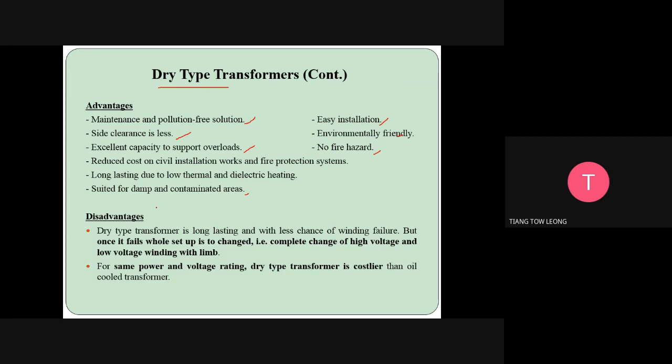Disadvantages: a dry type transformer is long-lasting with less chance of winding failure. But once it fails, the whole setup has to be changed. There is a complete change of the high voltage and low voltage winding with the limbs. For some power and voltage ratings, a dry type transformer is costlier than an oil cooled transformer. Well, for the advantages, we can see that there are more. But the disadvantage here is the breakdown. Breakdown means damage, then everything will be gone.